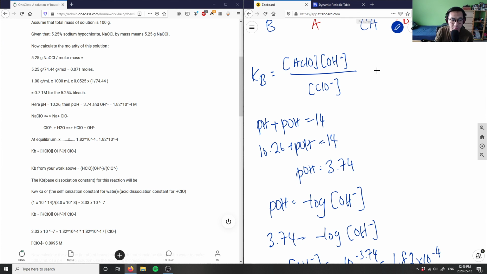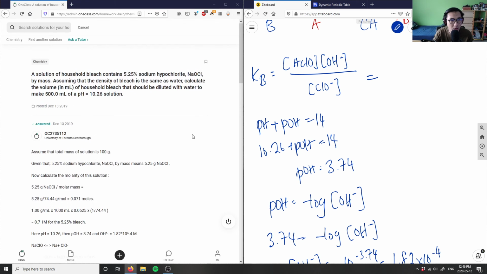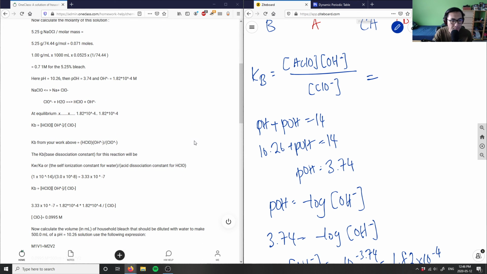I'm not sure if we're actually given the Kb for the question, but in this case I'm pretty sure we're given the Ka, the acid dissociation constant, for HClO, and this here was 3.0 times 10 to the negative 8. They usually give you a list of Kas when you're doing these problems, just because you need to know the Ka here.